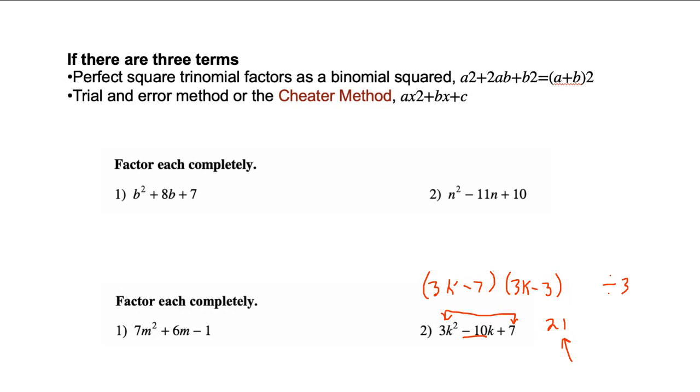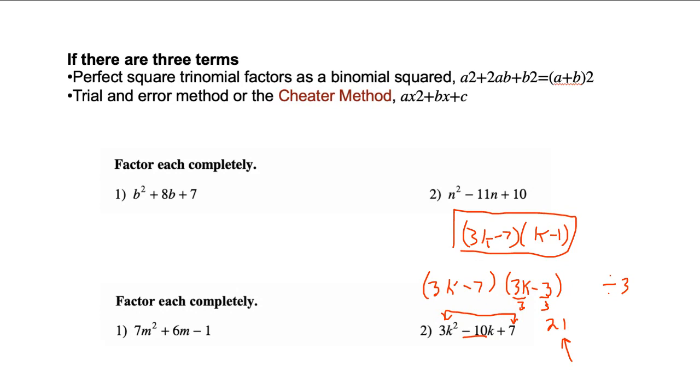Okay. So now I cheated with a 3, so I have to divide a 3 out. Would I divide a 3 out of the first parenthesis? No, because 7 doesn't divide evenly into 3. So I'm going to divide this parenthesis by 3. So I'm left with 3k minus 7 times k minus 1. Boom. That is factored correctly. I love the cheater method.